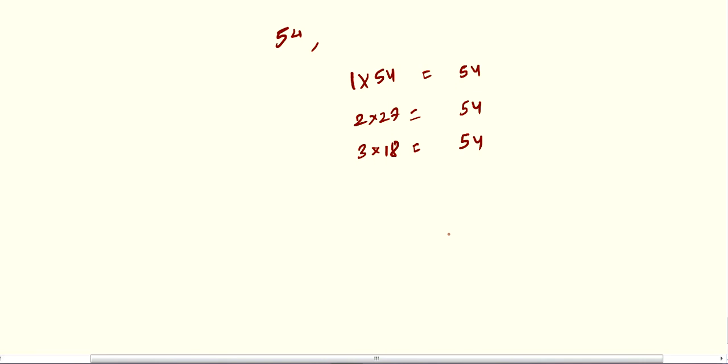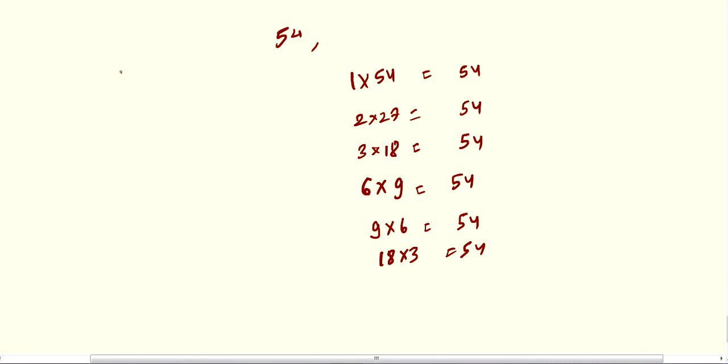Then 54 is not divisible by 4. By 5 it's not divisible. By 6, 9 into 6 is 54. Then 7 and 8 are not divisible. Then again 9 into 6 is 54. Then 10, 11, 12, 13, 14, 15, 16, 17, directly 18. 18 into 3 is 54. Clear? Then 27 and 54 itself.